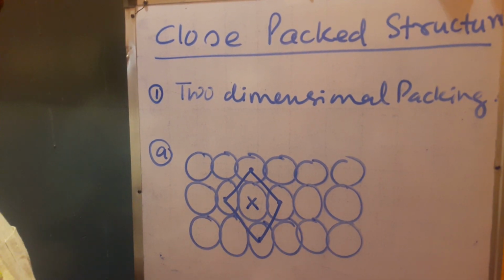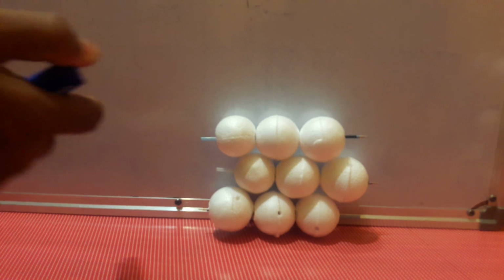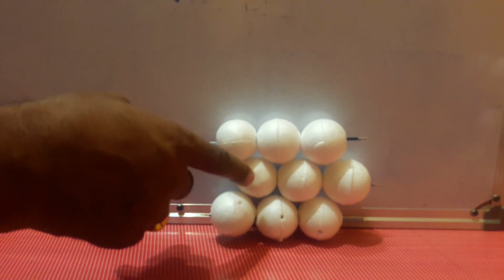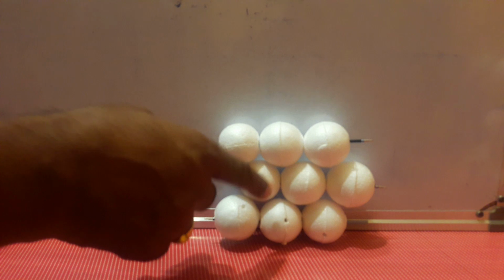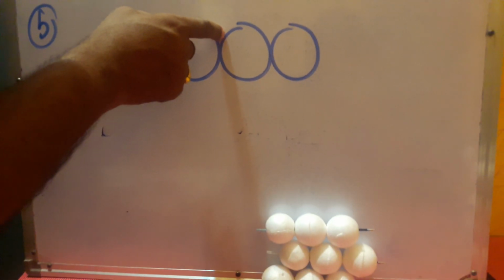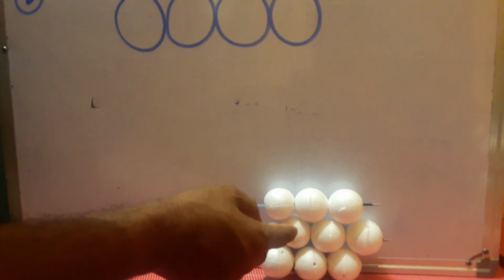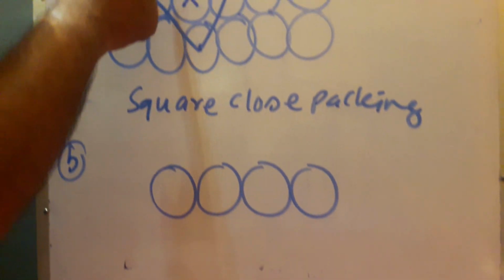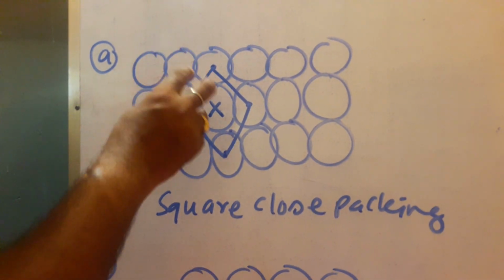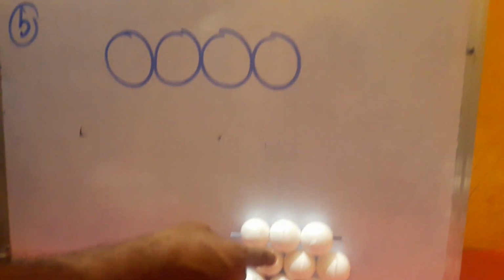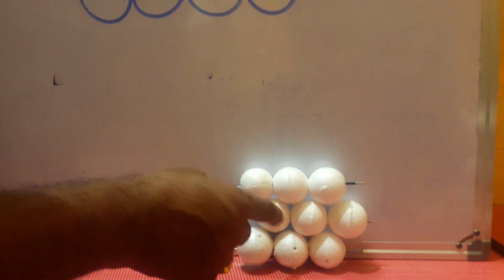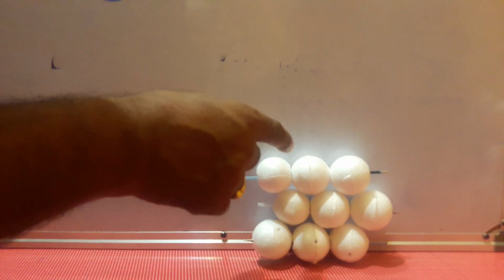Say, square close packing. Another way of placing the second layer is by putting the points on the depressions of the first layer. These places are called depressions. In the formation of the second layer, the points lie on the depressions of the first layer. In square close packing, the points lie one over the other, just touching each other. But in this case, the spheres of the second layer are placed on the depressions of the first layer, and in the third layer the points are placed on the depressions of the second layer.